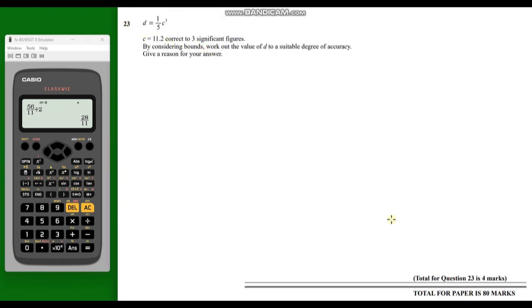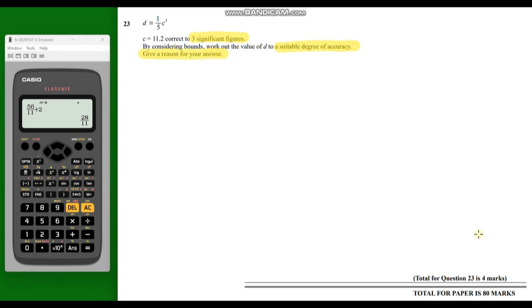Question 23, and you can see from the bottom here that you'll be pleased to know this is the last question on the paper. So we've got this formula here, and we're told that C is 11.2 correct to 3 significant figures. By considering bounds, work out the value of D to a suitable degree of accuracy. Give a reason for your answer.